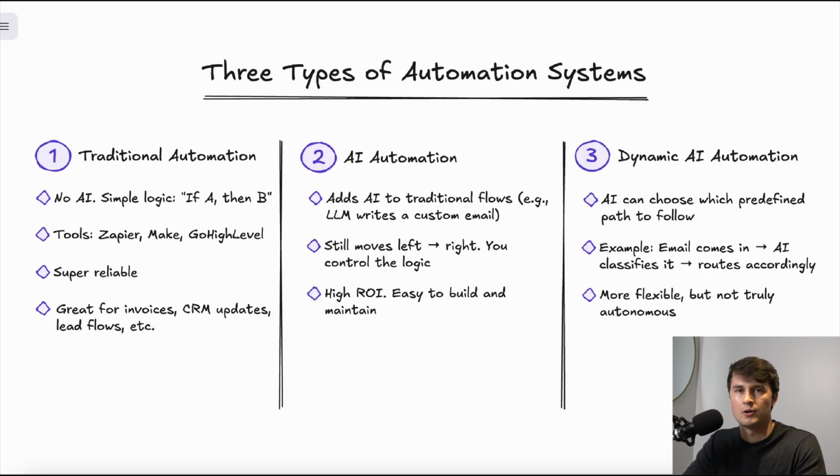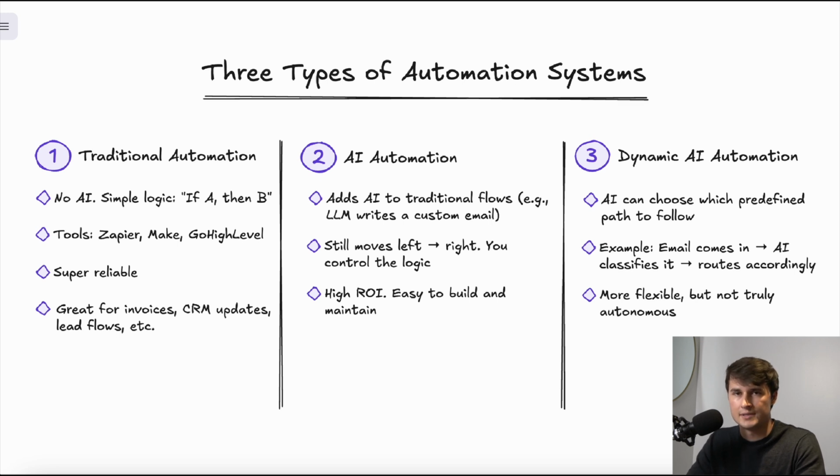So moving forward, we're going to start with automation itself. There are three types of automation systems. Starting off with traditional automation. For this, there's no AI involved, and it follows a very prescriptive if X, then Y logic. This type of automation has been used for decades, and the tools commonly used for this today include Zapier, Make.com, and Go High Level. The advantage for this type of automation is that it's super reliable, and it will consistently do exactly what you want it to do, with very little room for error. Now, this type of automation is great for invoices, CRM updates, lead flows, etc.